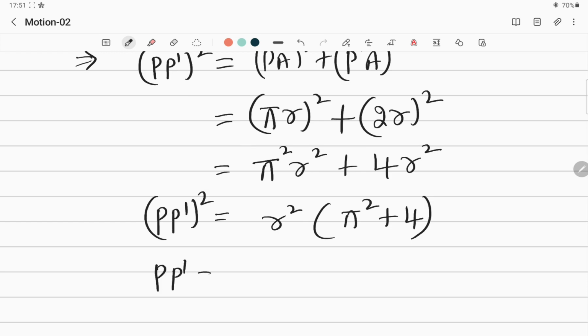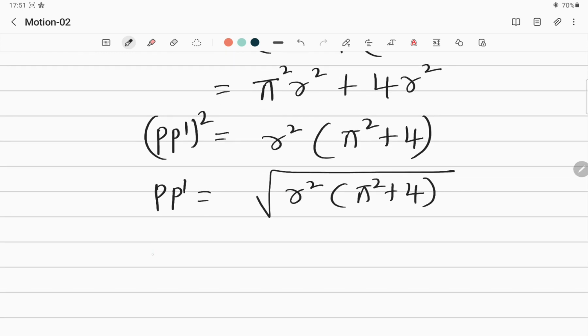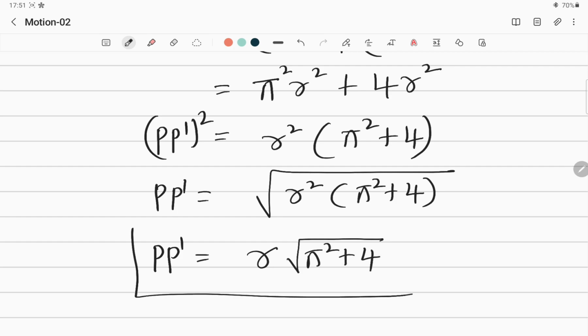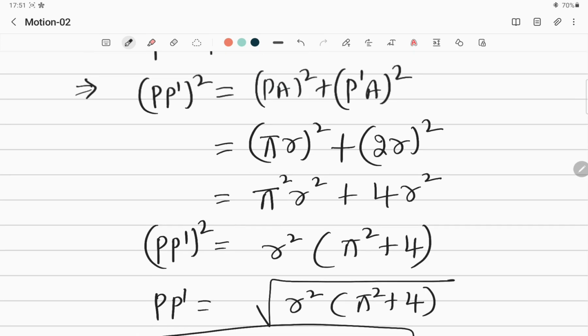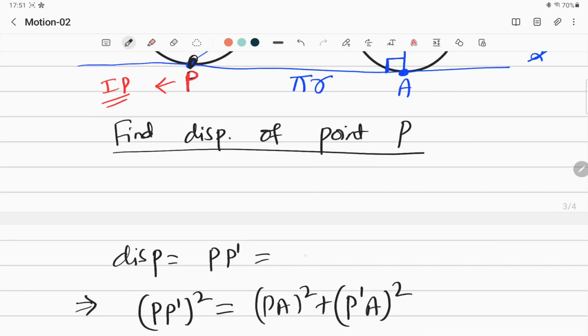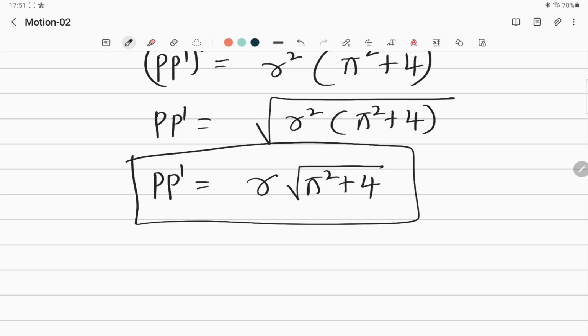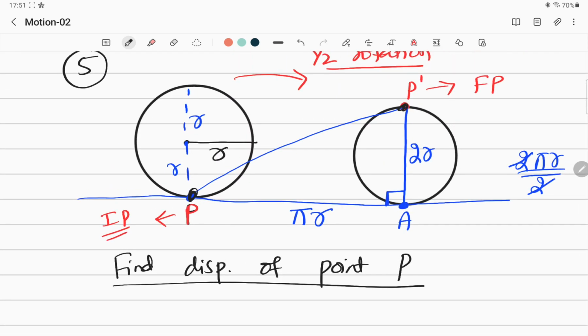So P dash is equal to under root r square bracket pi square plus 4. Under root r square means r, so you can write it as r under root pi square plus 4. So this is the value of displacement. P dash is equal to r under root pi square plus 4 units. Definitely units will be there, there is no denying that.